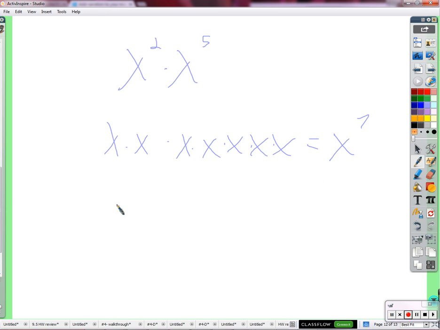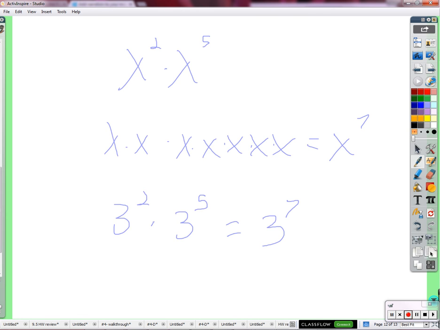X to the seventh. So by the same logic, like 3 squared times 3 to the fifth. I could do 3 squared, which is 9, and 3 to the fifth, which, I don't know, this is a pretty big number. 81 times 3 is 243, maybe. 243. That's my guess. So, 3 squared times 3 to the 5th, we can multiply those two numbers together, or we could say, all at once, that 3 to the 2nd times 3 to the 5th is 3 to the 7. So we can apply it to variables, we can apply it to numbers, right?